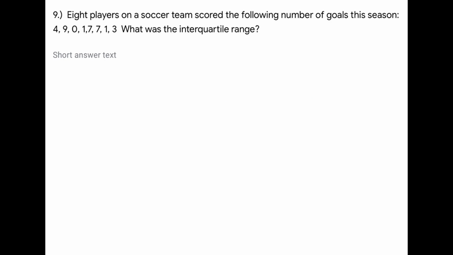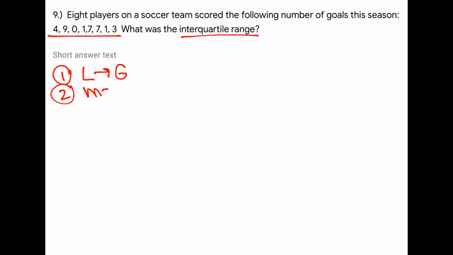8 players on a soccer team scored the following number of goals this season. Once again, here's our goals. What is the interquartile range? So step 1 is to order from least to greatest, which you've already done.